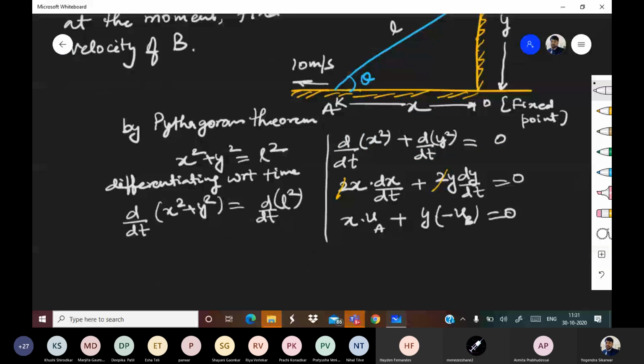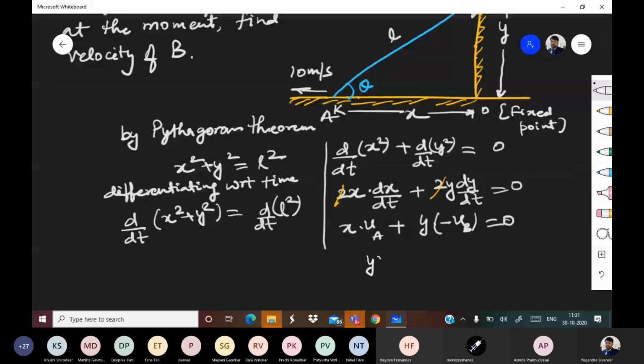So what do we get? y VB is equal to x VA, and VB is equal to x upon y into VA. Now listen very carefully. VA is given as 10.